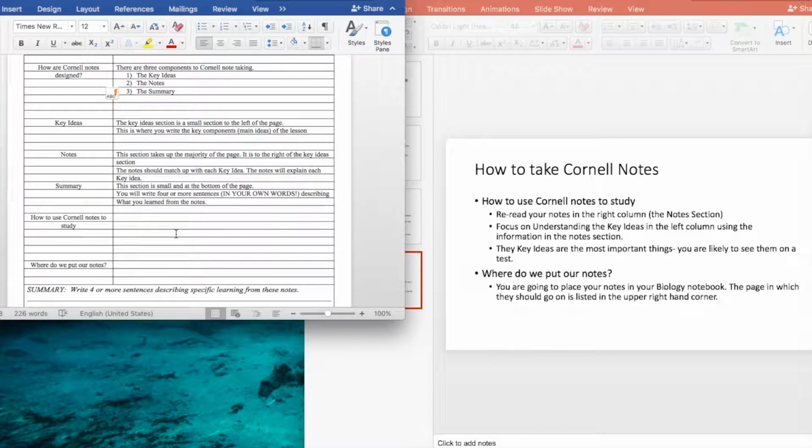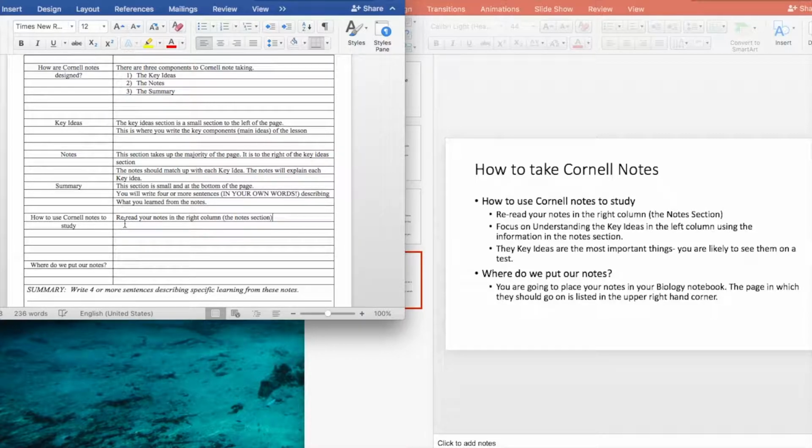All right, and so the key ideas are the most important things. You are likely to see them on a test or a quiz. Oh, I'm starting at the wrong spot. Let me back up. So we're going to reread your notes. That's our first piece of information on how to study Cornell notes. Reread your notes in the right column, or the notes section.